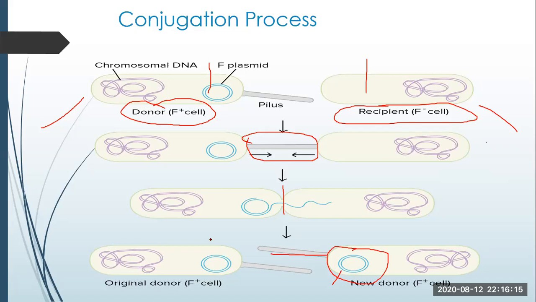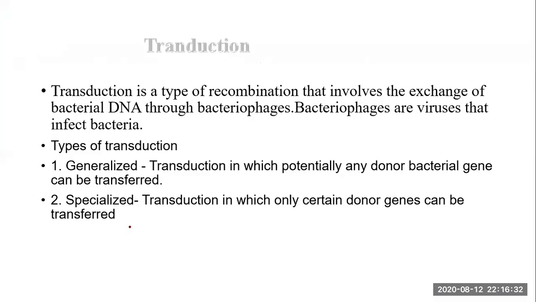So after finishing the conjugation process, the donor cell produces another identical donor cell, which can again attach to another recipient and give that plasmid. So this is called the conjugation process of bacterial reproduction.